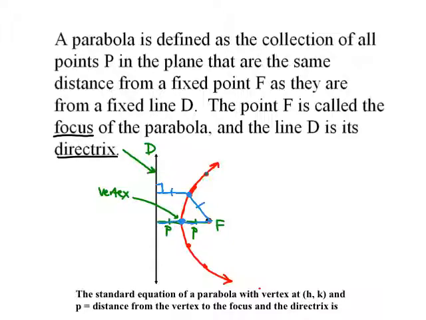Here's another point on the parabola, and we can see that this distance is the same as this distance as long as it's drawn well. And it kind of forms a curve. So these distances are all different as long as they're the same between the point to the line and the point to the focus point.